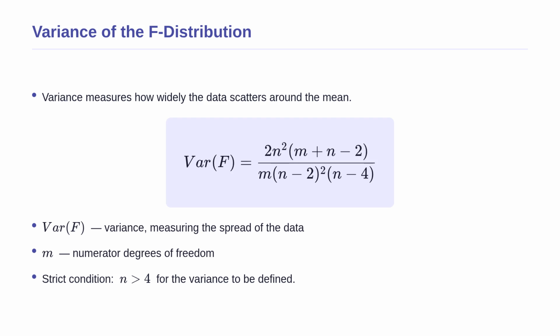Notice the strict condition here. n must be strictly greater than 4. If n is 4 or less, the denominator becomes 0 or negative, making the variance infinitely large or undefined. Physically, as both m and n increase, the overall variance shrinks, meaning more data points make our distribution much narrower and more precise.